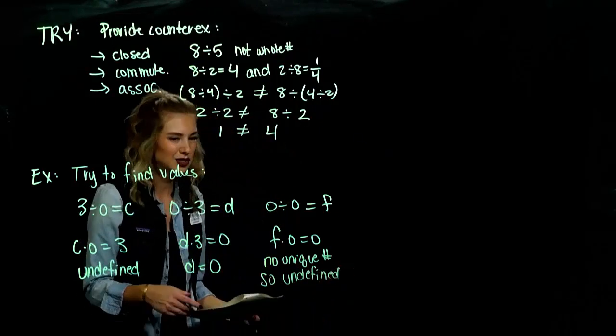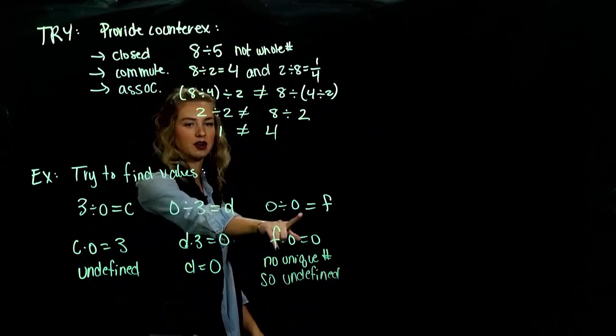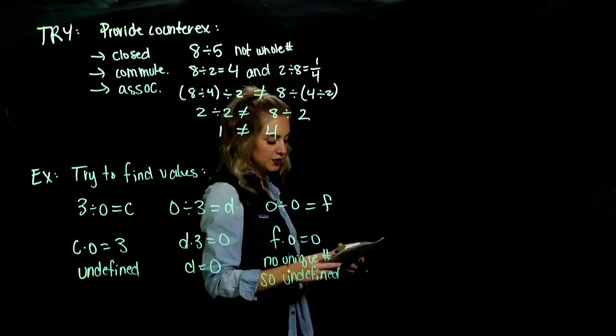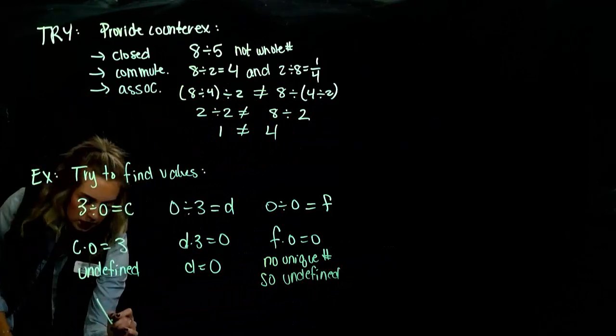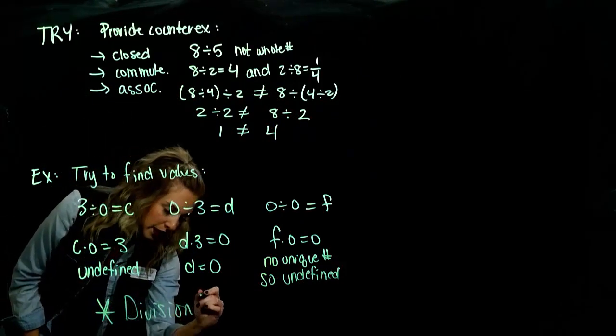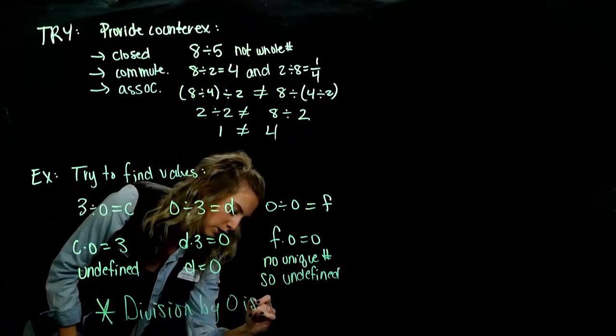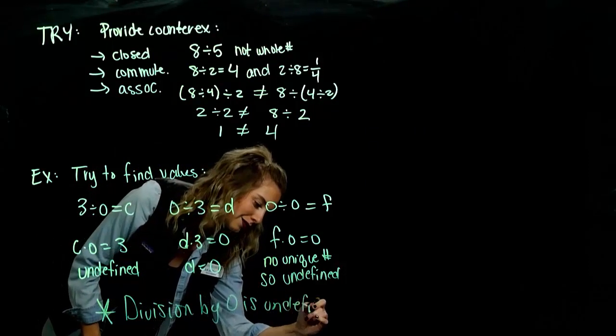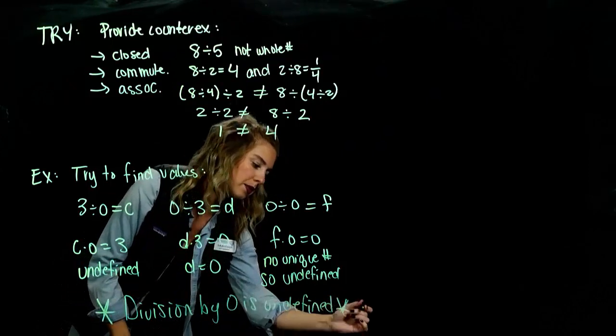So we consider this one undefined as well. And again, the easiest way just to remember it, we're dividing by 0. So the thing is undefined. So division by 0 is always undefined. Important thing to remember.